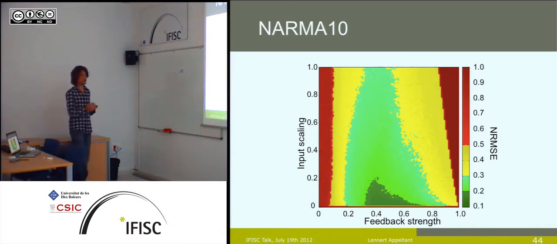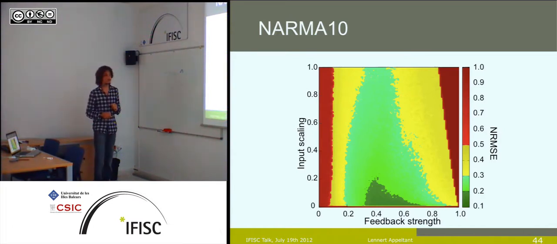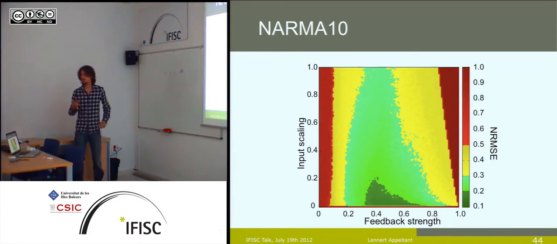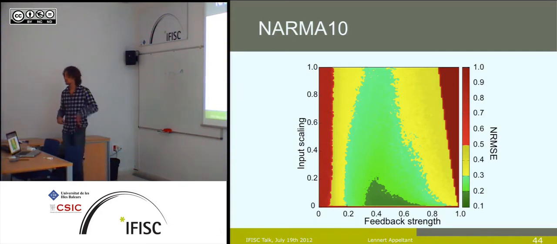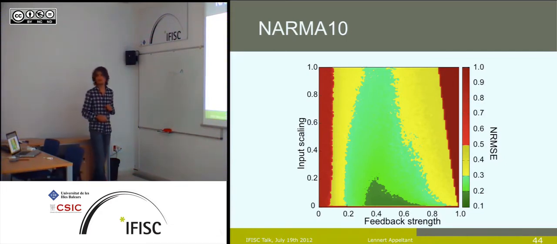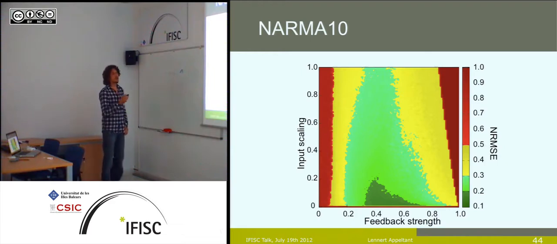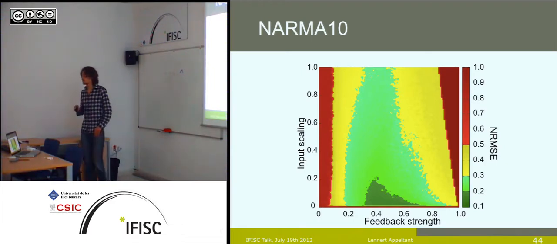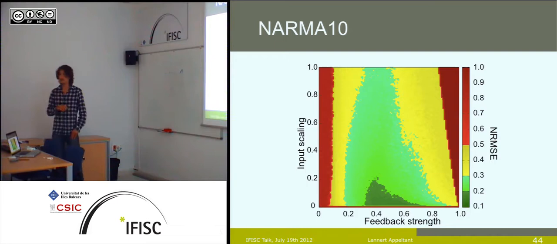This is also why I will only show you numerical simulations. We scan here 2 parameters: feedback strength of the system and input scaling. The input scaling will just show us how strongly we drive the system with the input. The error is shown in color code. Red means really bad, and green, and especially dark green, is really state-of-the-art. So we can be happy, because we have state-of-the-art performance here, but this is not sufficient.